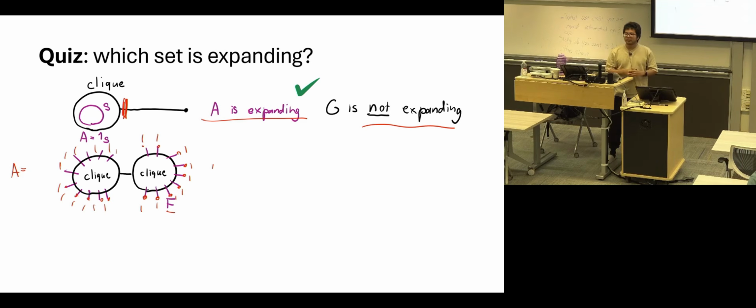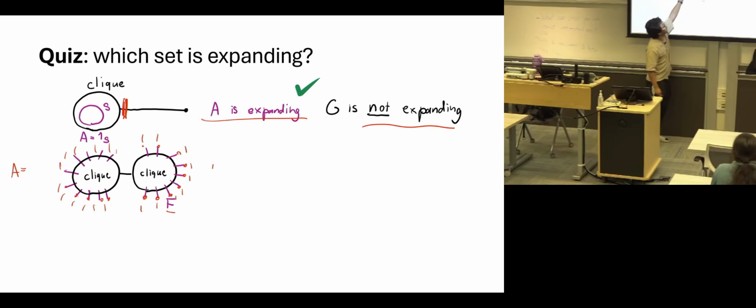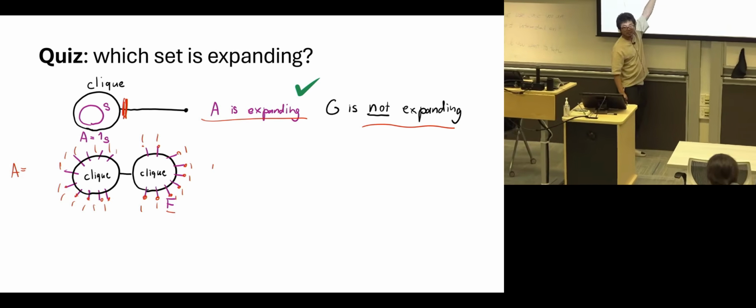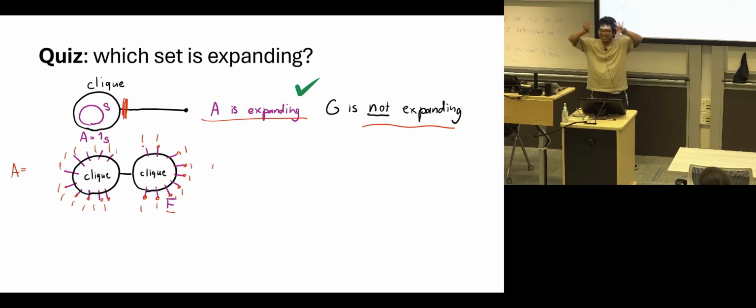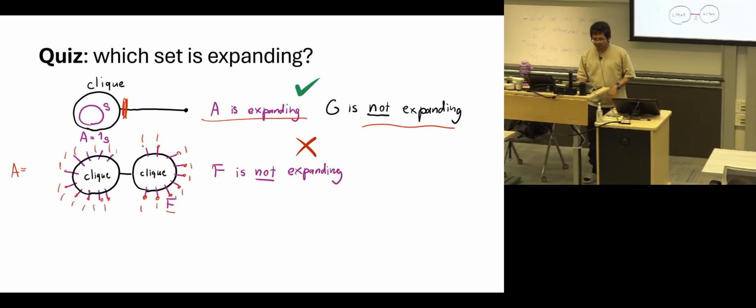Is it expanding? Why? So you still have the one edge that you use to... Exactly. You can still cut this just once and separate many A from each other. Okay. What about this one?